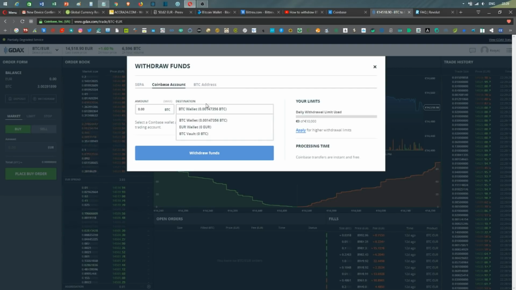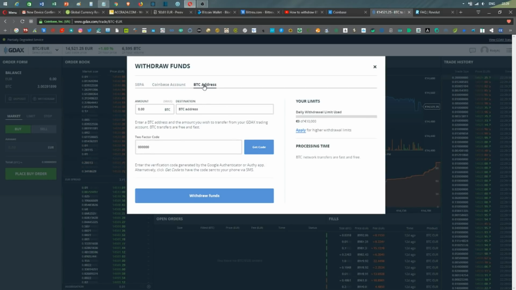So you just specify, and then it will go instantly to whatever option you choose. And of course, if you are withdrawing to a different address, which is what I do mostly on Gdax, it means I send funds directly to all types of places. I'll talk about that in a second.